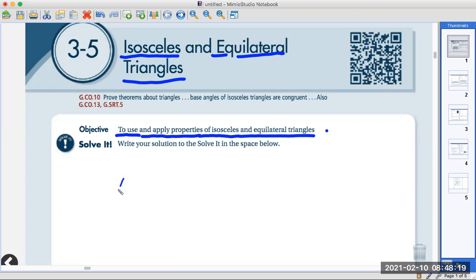An isosceles triangle has a minimum of two equal sides, and you can show that with the tick mark, and the other side is different.